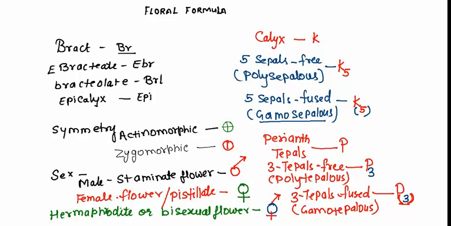Suppose the tepals are 6, present in 2 rows, and each row has 3 tepals. Then it is represented as capital P having 3 plus 3.